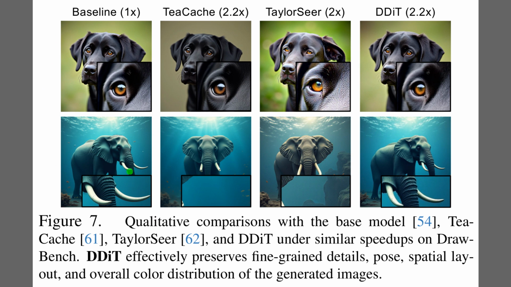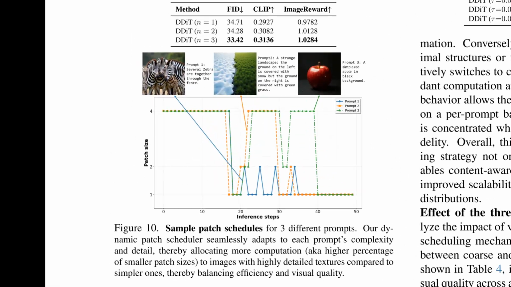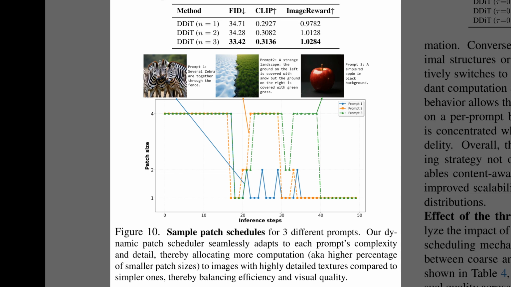Moving from the metrics to the actual visuals, Figure 7 compares the generation quality across these methods. The first column sets the standard with the original baseline model. In the middle columns, competitors like TeaCache and Taylor Seer achieve about a 2 times speedup, but if you look closely at the zoomed-in patches, like the dog's eye or the elephant's trunk, you can see artifacts or color shifts. In contrast, the rightmost column shows that DDiT maintains sharp, accurate details at the same high speed, virtually indistinguishable from the slower baseline.